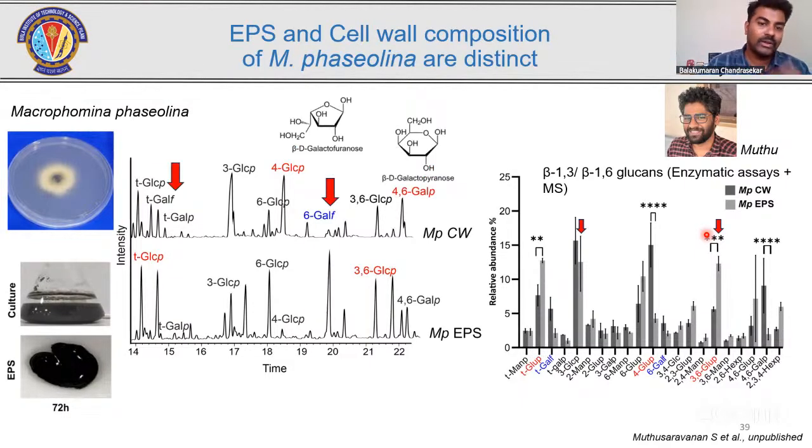Apart from that, we are also able to see some interesting sugars in the pathogen cell wall, especially the galactofuranose form. Usually sugars are present in the pyranose form, but we were able to see a furanose form of a sugar detected in Macrophomina phaseolina. We have already confirmed this with mass spectrometric analysis, and the relevance of the furanose form is not yet studied, and we are continuing this in our lab.